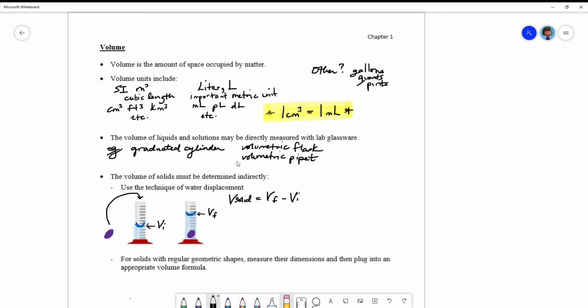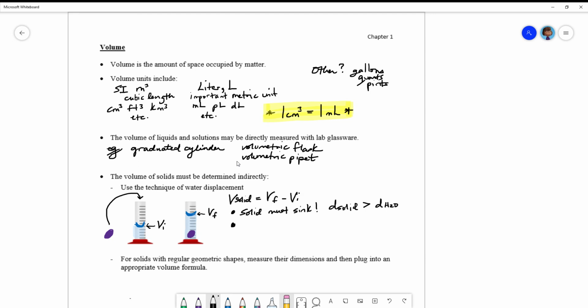Now, there are some caveats to whether or not this technique is going to work. For starters, we need the solid to sink in the water and not float on the water. What determines whether the solid sinks or floats is, drum roll please, the densities of these two substances. The density of the solid needs to be higher than the density of the water. So let's note that the solid must sink. In other words, the density of the solid must be greater than the density of water if we're going to use this technique.